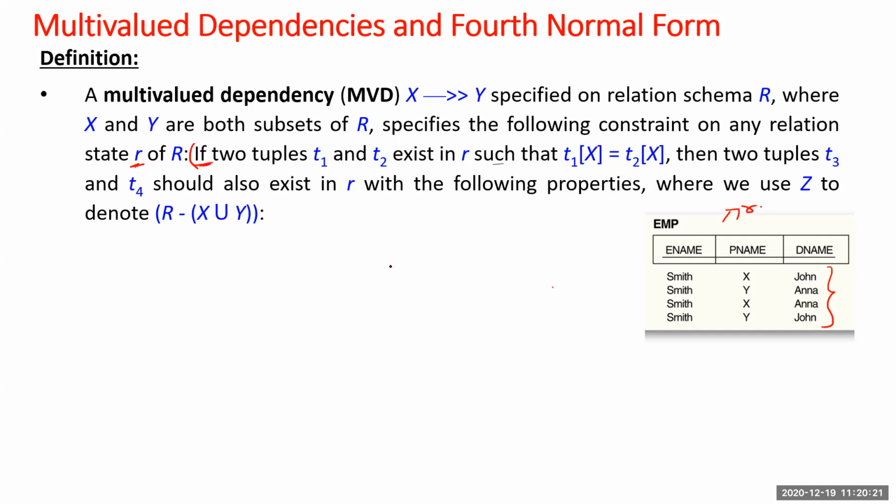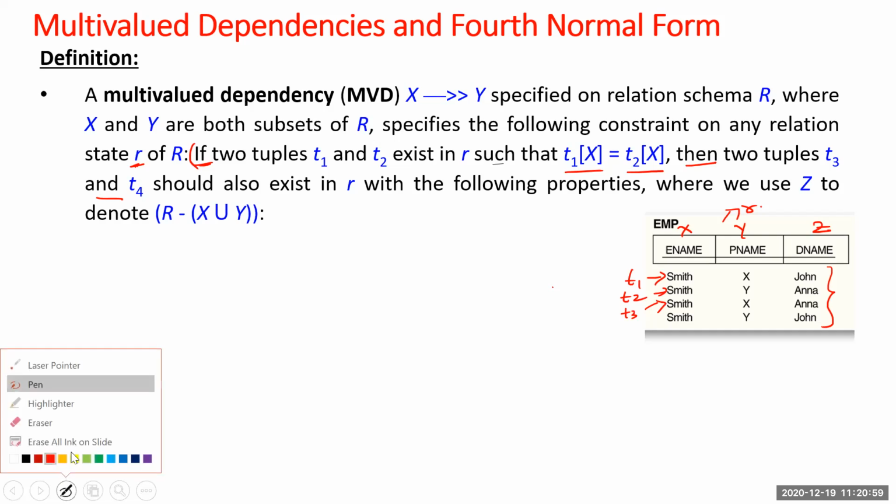First, let me apply a condition. What is that condition? This is my condition. If two tuples T1 and T2, let me consider the first tuple as T1, second tuple as T2. If two tuples T1 and T2 exist in R such that T1 of X is equal to T2 of X, this is my X, Y, Z. T1 of X, Smith, is equal to T2 of X, Smith only, correct? If T1 of X is equal to T2 of X, then two tuples T3 and T4 should also be existing. So then there should also be T3 and T4.